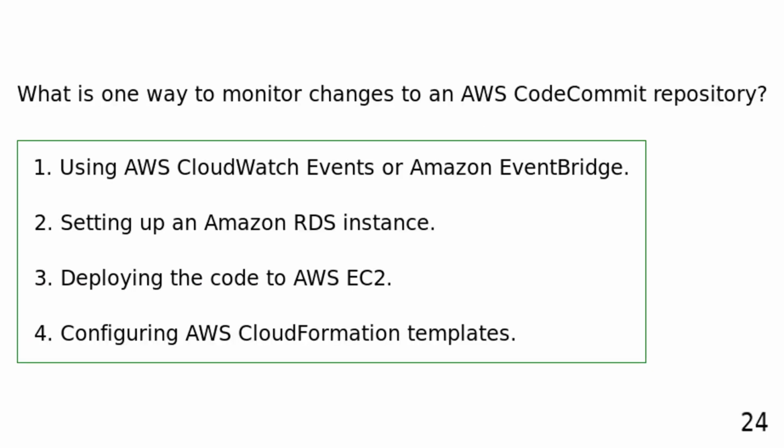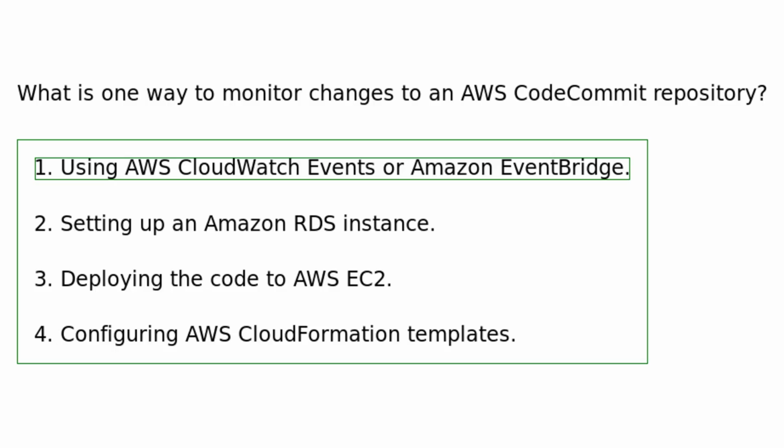What is one way to monitor changes to an AWS CodeCommit repository? Using AWS CloudWatch events or Amazon Event Bridge. Setting up an Amazon RDS instance. Deploying the code to AWS EC2. Configuring AWS CloudFormation templates. AWS CloudWatch events or Amazon Event Bridge can be used to monitor changes to a CodeCommit repository.